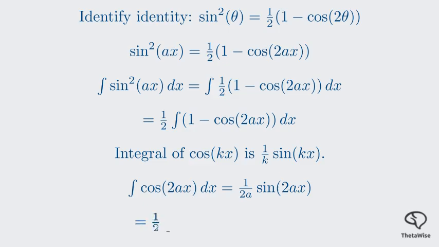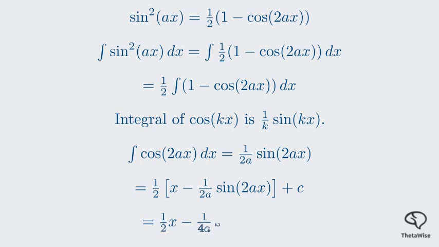Putting it all together, we have 1/2 times the quantity x minus sine 2ax over 2a, plus our constant of integration, c. Distributing the 1/2 gives us our final answer. So, to recap, the process was to identify the correct identity for sine squared, rewrite the integral, and then perform simple term-by-term integration. The final answer is 1/2 x minus sine 2ax over 4a plus c, verified using memo.